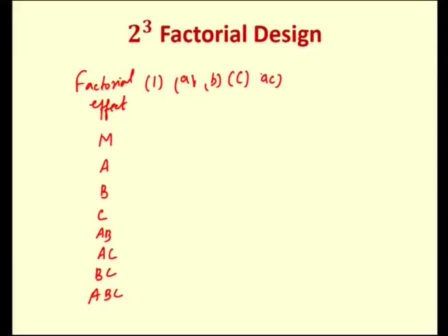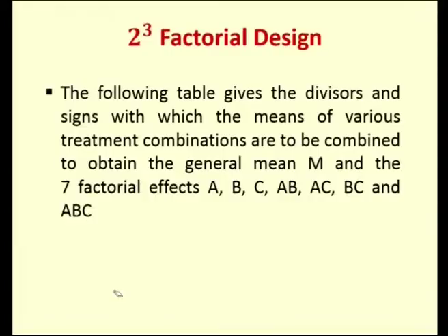And the entire statistical analysis will be given in the form of a table called the ANOVA table. In the other designs, it consists of 5 columns. The following table gives the devices and signs with which the means of various treatment combinations are to be combined to obtain the general mean M and the 7 factorial effects A, B, C, AB, AC, BC and ABC. So, this is similar to the table as we did in the case of the 2 power 2 factorial design.